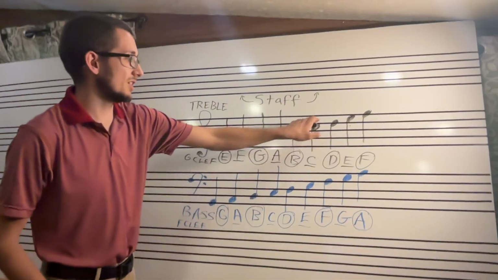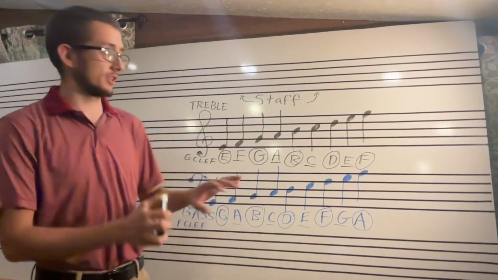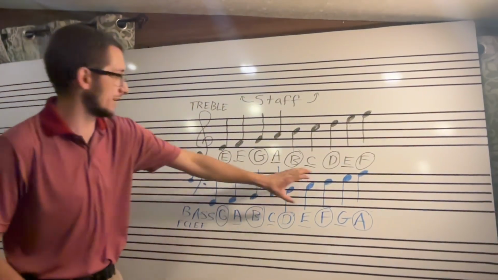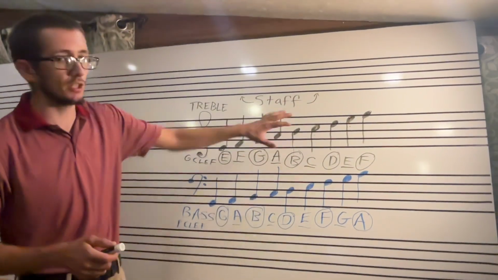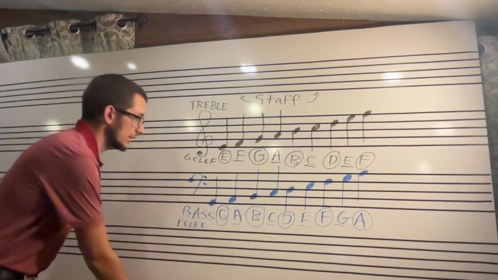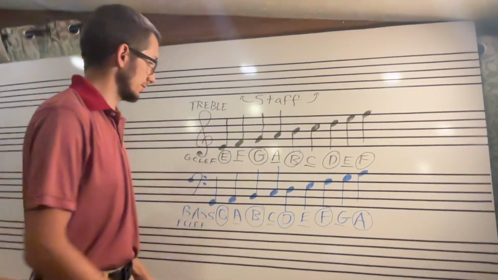F, A, C, and E. But what if we want to have more notes than what is written on the staff? Because if you limit music to just these notes right here on the bass clef staff and these notes on the treble clef staff, 9 pitches here and 9 pitches there, you'd only have 18 notes to choose from. Well, we can extend the staff with what are called ledger lines.